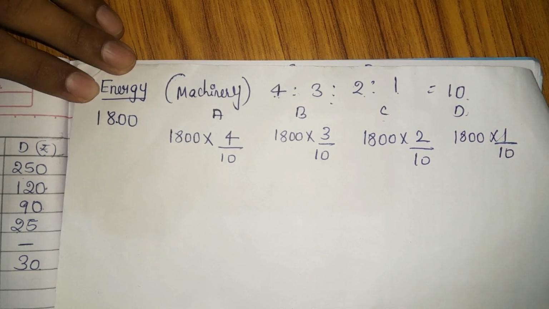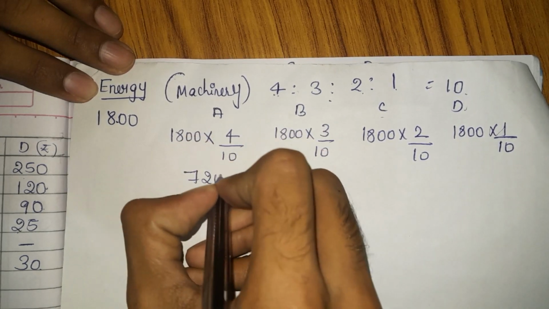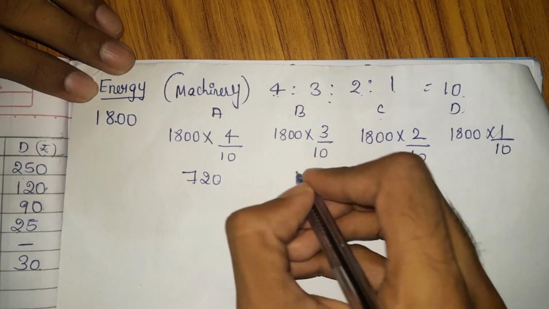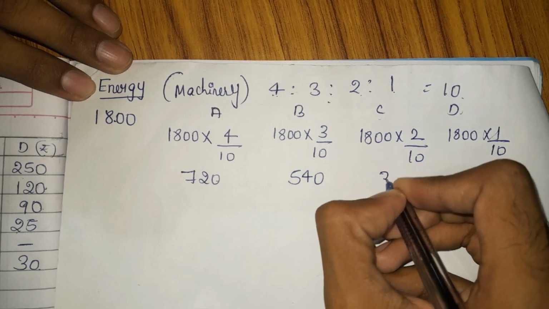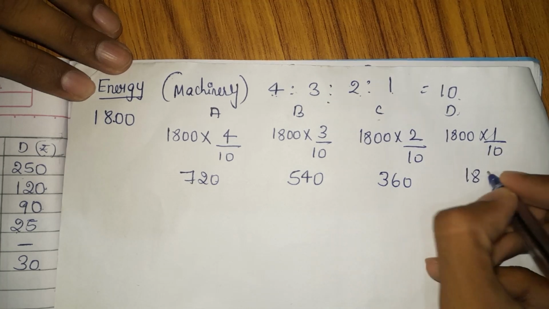Now 1800 into 4 divided by 10 will be 720 rupees. Next, B department 1800 into 3 divided by 10, it will be 540 rupees. Next, C department 1800 into 2 divided by 10, it will be 360 rupees. Next, 1800 into 1 divided by 10, it will be 180 rupees.